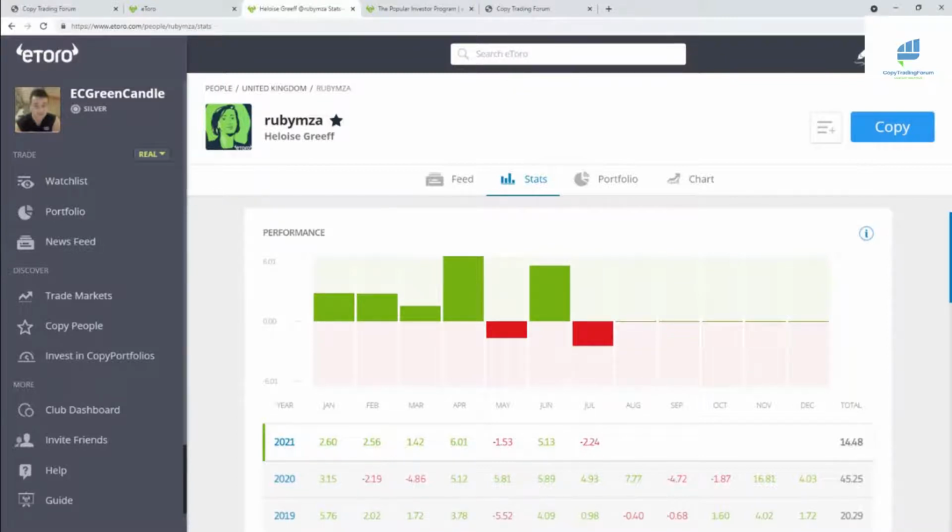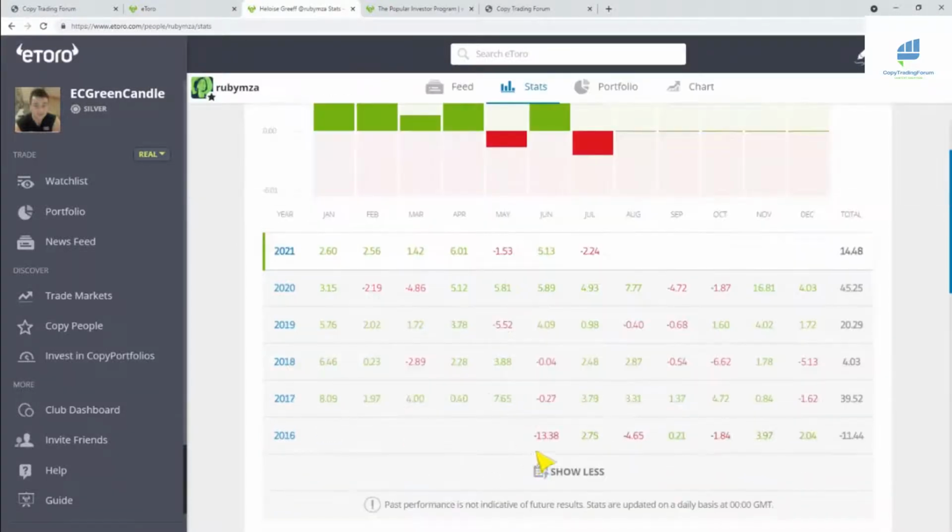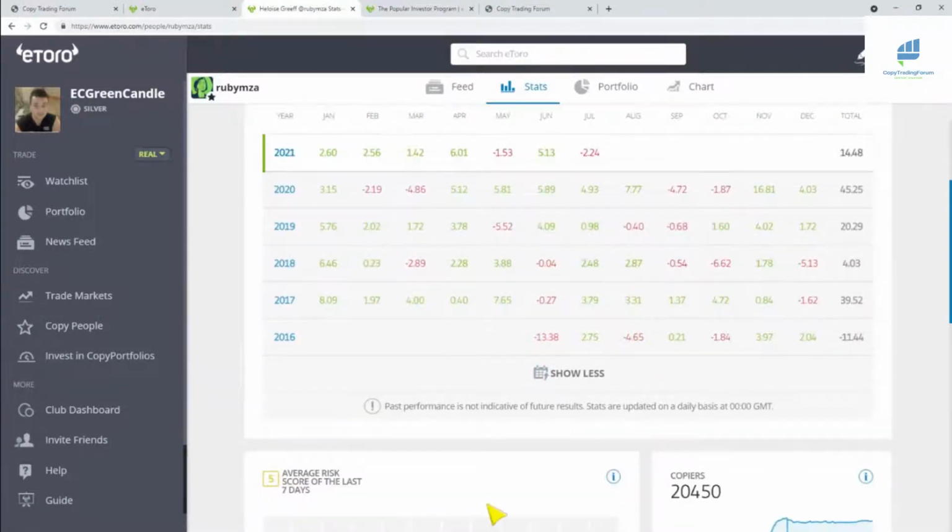14.48%. So if you had invested, let's say $200, you'd be up $30 so far this year, and then etc. And you can see here since it started, all our stats there. Okay, so you can easily see their stats.